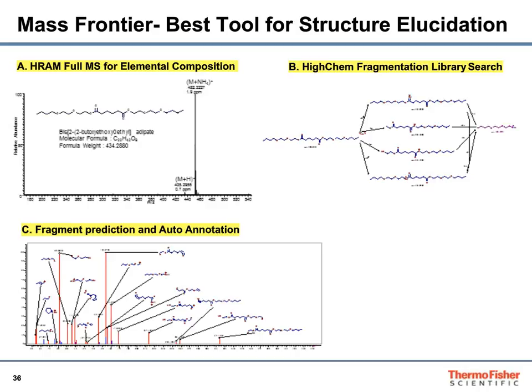So if their predictions are right, the theoretically generated fragments will be automatically annotated and also color coded. So here the red line means there is a theoretical backup, right? This particular mechanism or this structure is present in the fragmentation library.